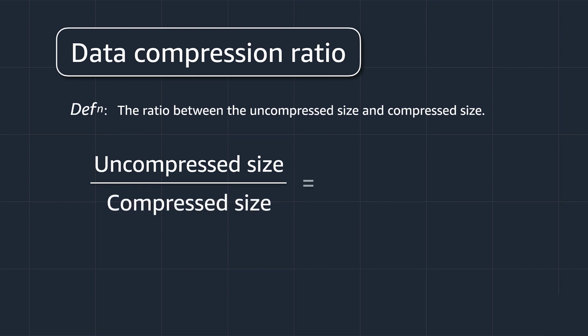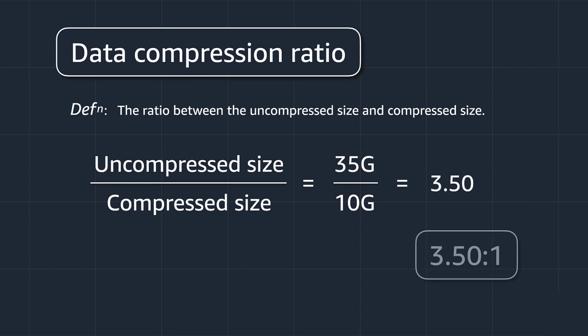This could be for individual files, directories, or even the entire file system. For example, if I have a file with an uncompressed size of 35 gigabytes, and it compresses down to 10 gigabytes, then the data compression ratio for this file is 3.5 or 3.5 to 1.